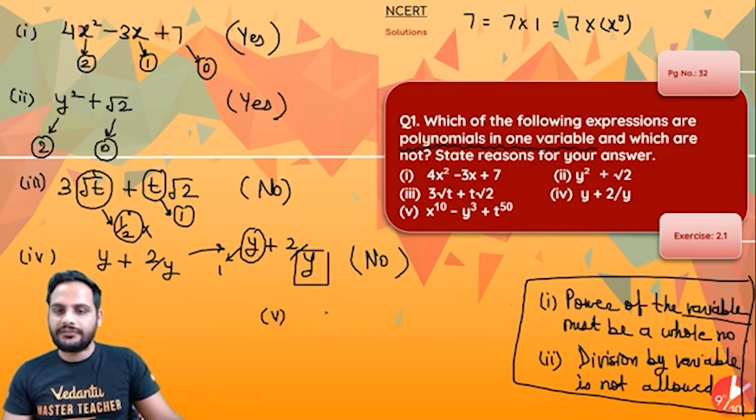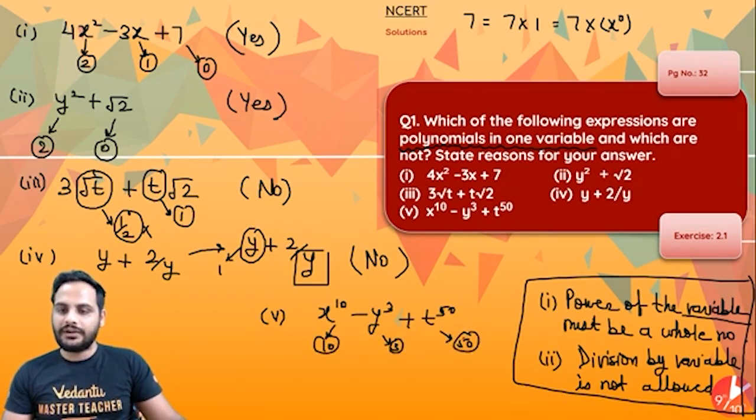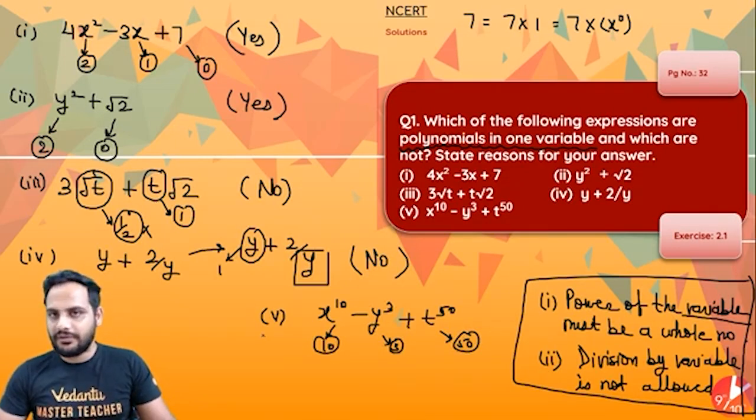Okay, and then the fifth thing, x raised to the power 10 minus y cube plus t raised to the power 50. So here the power is 10, the power is 3, the power is 50. So all the powers are whole numbers. Division by a variable is also not done. So if I say whether it is a polynomial, I will say yes.